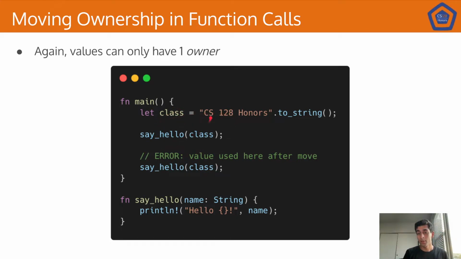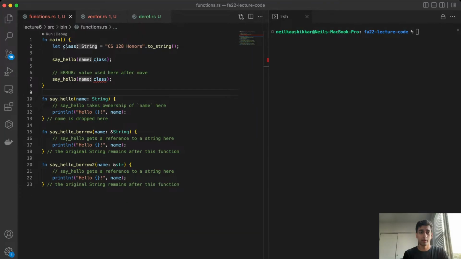So we're moving ownership from class to this variable name. Moving ownership of this data into here, we print out "hello CS128 honors". And once name goes out of scope, once the function is finished, we're no longer able to access this data because it's dropped. So we're no longer able to call this function because class no longer has ownership of this data. Let's see a brief example of this.